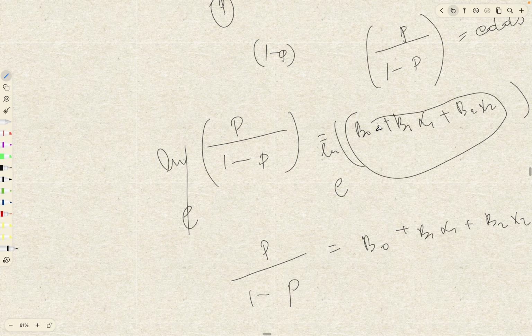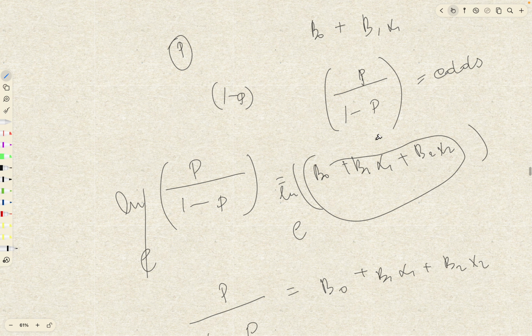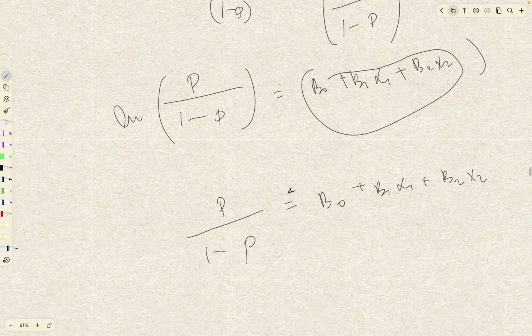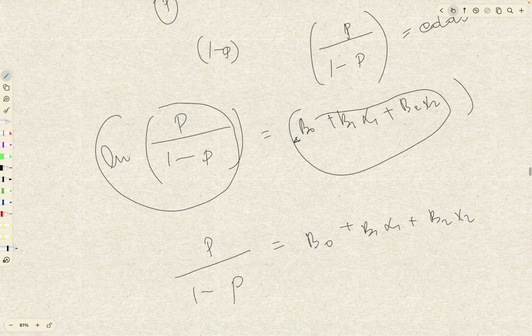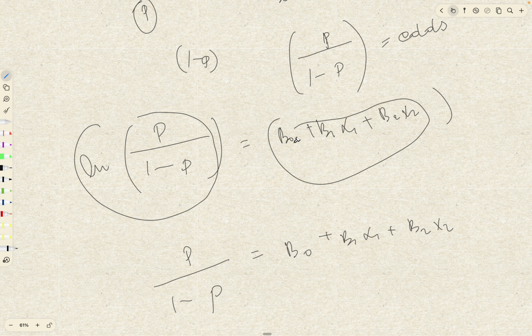So here we have this function, and this function gives us a value between minus infinity and plus infinity. And our linear function also gives us values between minus infinity and plus infinity. So this enables us to map the function of linear regression to this one.